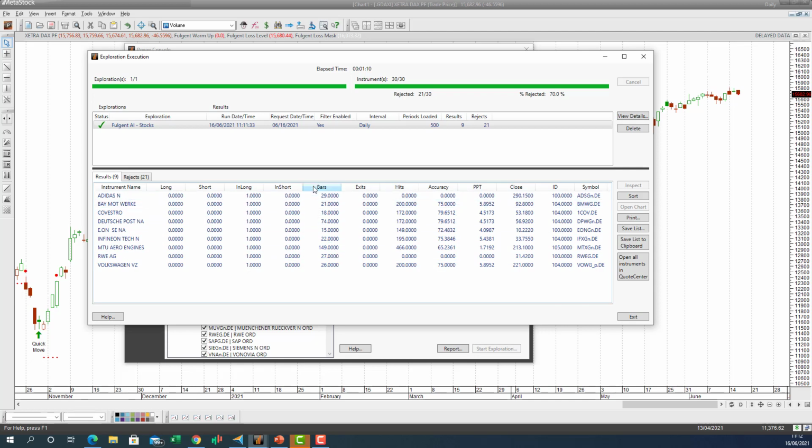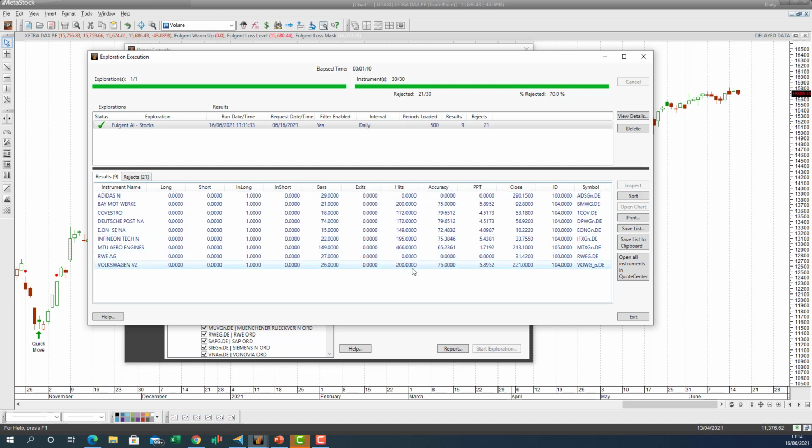Bars, this tells you how old the trade is. 29 trading days, 21 trading days for BMW. Deutsche Post 74. MTU, there's 149 days, quite a long trade. RWE 27, Volkswagen 26 days.